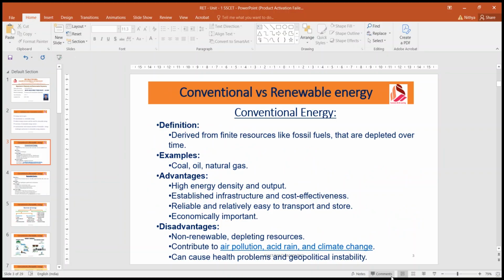And the main drawback of conventional energy sources is that they are non-renewable, depleting resources, and contribute to air pollution. This is the main drawback of conventional sources. Acid rain and climate change can cause us health problems and geopolitical instabilities.